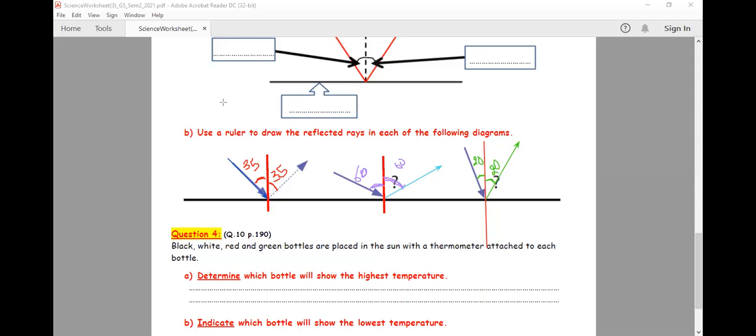Okay, so we finished the worksheet. Any questions about the worksheet? I will be sharing other things now. No questions? It's easy. So easy. It's very easy.